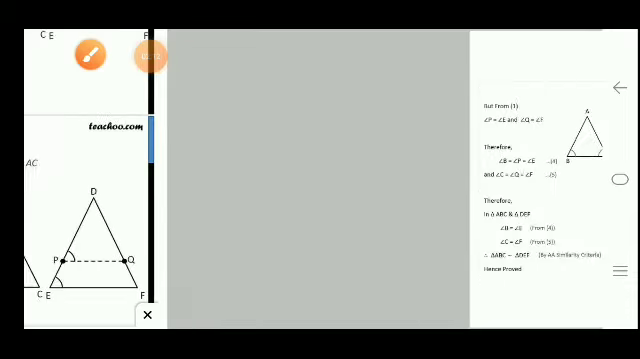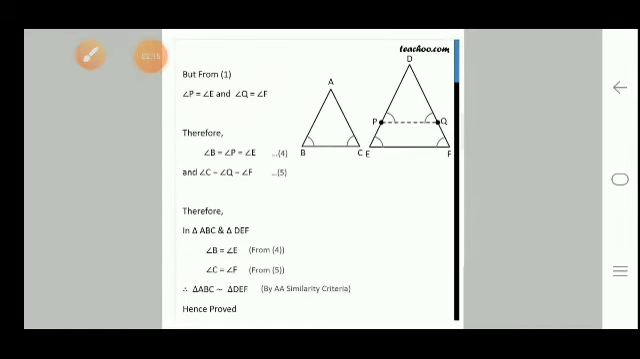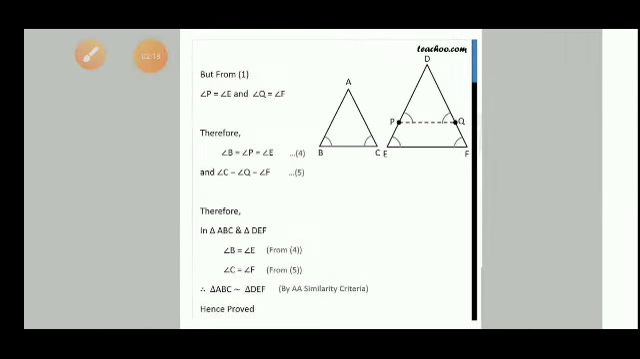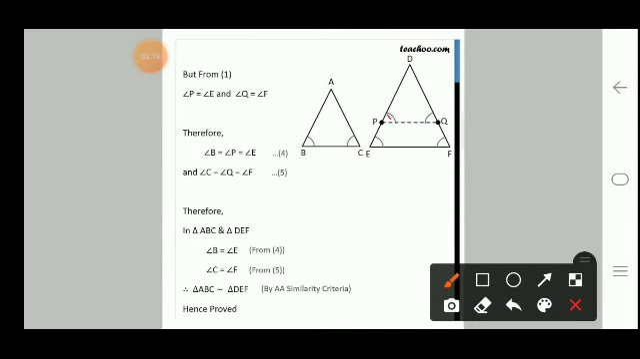So thus, from the first and second, we have angle P is equal to angle E, and angle Q is equal to angle F. Therefore we have angle B is equal to angle P is equal to angle E, and angle C is equal to angle Q is equal to angle F. So in triangles ABC and DEF we can see that these angles are equal. So by angle criteria both the triangles are similar. Though this proof is not in your syllabus, this is just to give you an idea of the theorem. Now moving towards the next theorem.